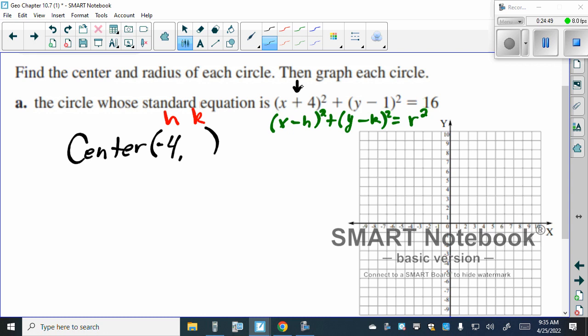Now our value of y would be positive 1. Since it's still a negative, we still have that negative inside the parentheses. It means the value of k is positive. Questions on this here?